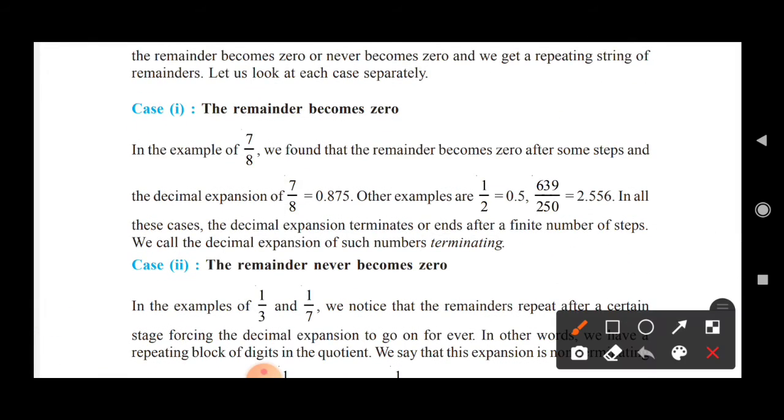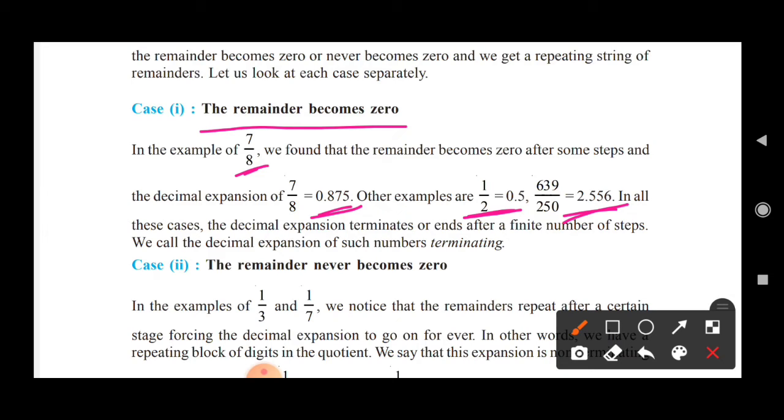Case 1: the remainder becomes 0. You can see in the example of 7 by 8, we found that the remainder becomes 0 after some steps, and the decimal expansion of 7 by 8 is equal to 0.875. Other examples are half is equal to 0.5, and 639 divided by 250 is equal to 2.556. In all these cases, the decimal expansion terminates or ends after a finite number of steps.